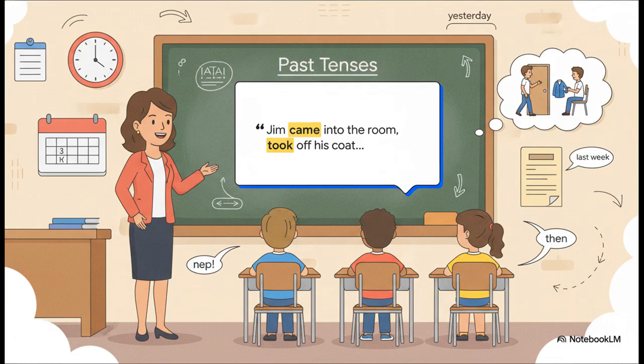And here's why that matters. Look at how beautifully these irregular verbs flow together in action. Jim came into the room, took off his coat, and sat down. Notice how come became came, take became took, and sit became sat. This is a perfect mini-narrative that shows how native speakers naturally sequence multiple irregular verbs in a single fluid sentence to tell a quick, finished story.